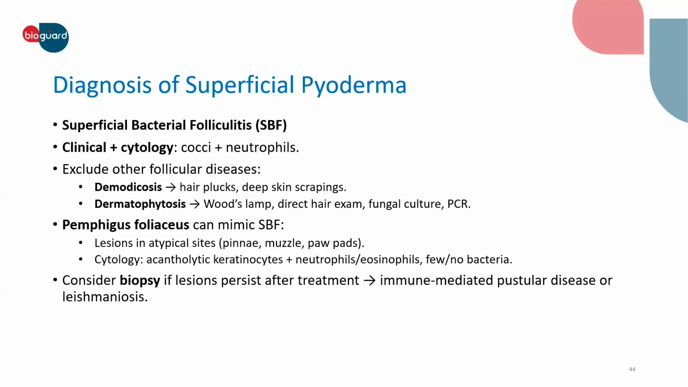And for pemphigus foliaceus, it can mimic SPF, so the lesion may be in a typical site. And in the cytology, we see acantholytic keratinocytes with neutrophils, eosinophils, and few or no bacteria. And we can consider biopsy if the lesion persists after treatment because it may be an immune-mediated skin disease or leishmaniosis.